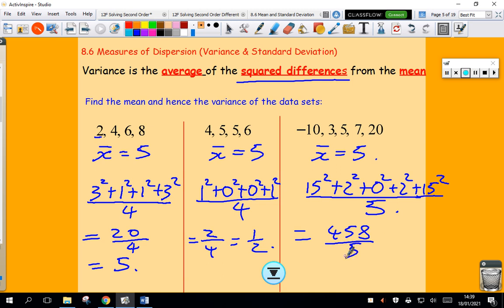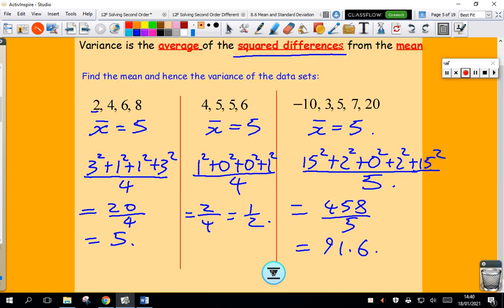So 458 over 5, well, 5 into 45, 9. 5 into 8 goes once, remainder 3. 3/5 is 0.6. So it's 91.6. Okay? So these are the variances of the data set.